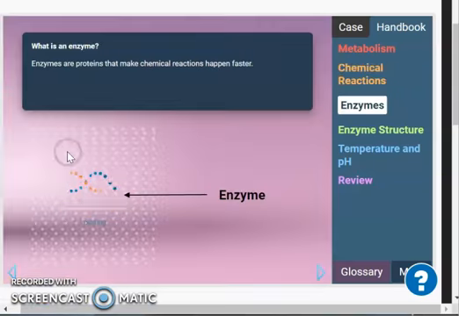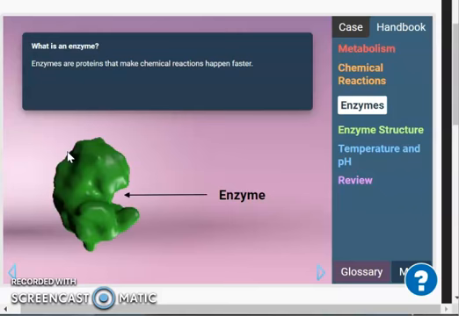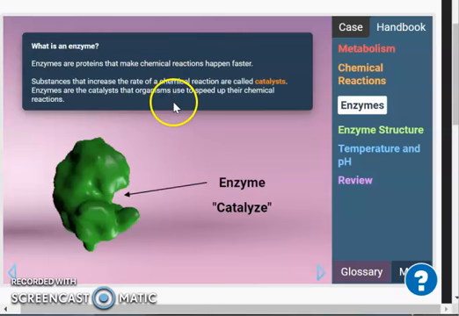Let's learn more about enzymes. What is an enzyme? An enzyme is a protein that makes a chemical reaction happen faster. Substances that increase the rate of a chemical reaction are called catalysts. Enzymes are the catalysts that organisms use to speed up their chemical reactions.